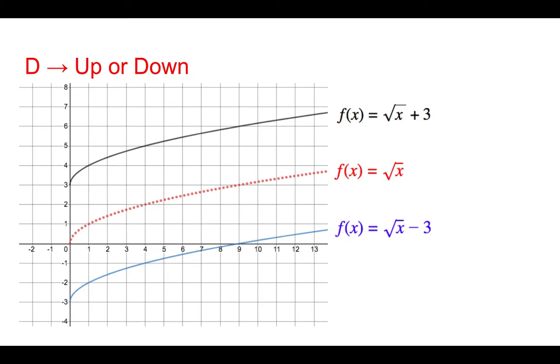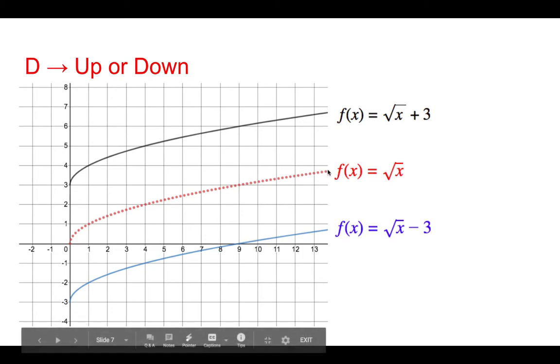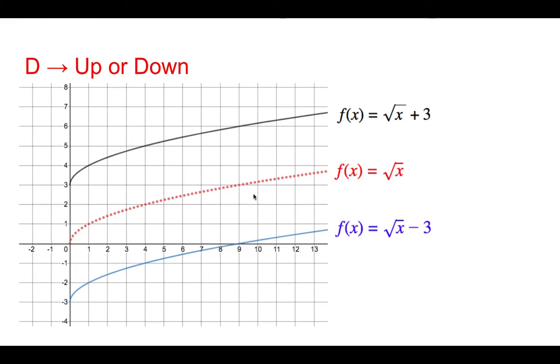D, similarly, doesn't really change the shape of our graph at all. It just changes the position. So here are our 3 functions. Our red in the middle here, this dotted line, this is our parent, this is the original, okay? The black function up here is a shift up. Okay, so if you notice, we started at 0, we shifted up 3 units here. So this is a shift up, okay?